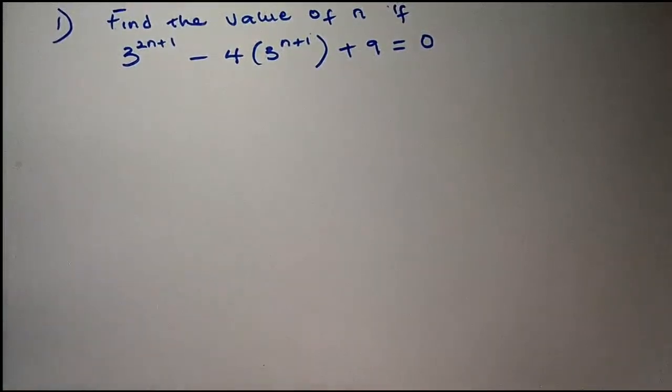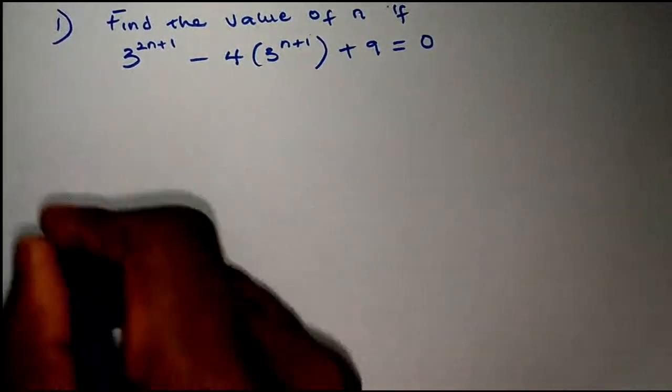Find the value of n if 3 raised to the power 2n plus 1 minus 4 bracket 3 to the power n plus 1, plus 9 equals 0. Now, seeing a question like this, since it appears very often in NECO, the aim is to get to the point where you can form a quadratic expression or a quadratic equation. So first of all, we're going to simplify the 3 powers.